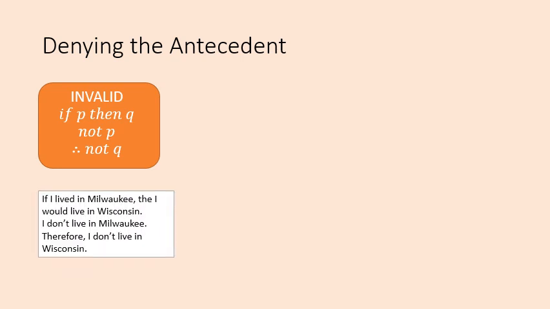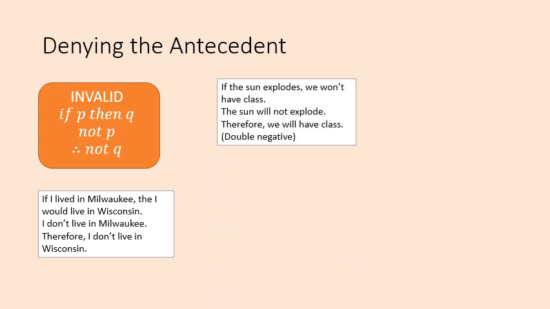So here's an example. If I lived in Milwaukee, then I would live in Wisconsin. That's true. I don't live in Milwaukee. That's also true. Does it follow that I don't live in Wisconsin? No, it's not necessarily, right? I mean, I might not live in Wisconsin, but it's entirely possible that I do live in Wisconsin. In fact, Tim Hansel does live in Wisconsin, right? I live in Madison, and so both of the premises are true, but the conclusion is still false.